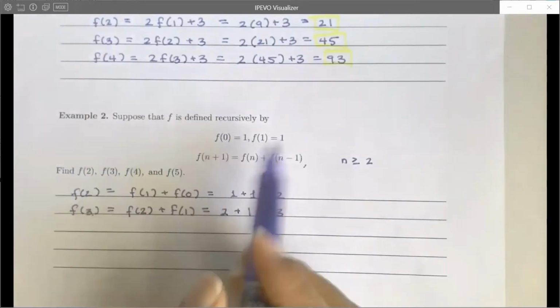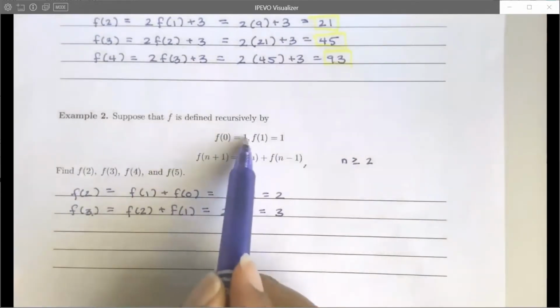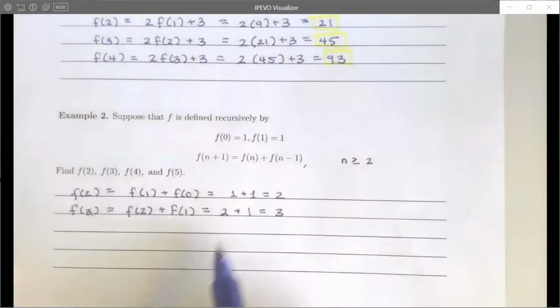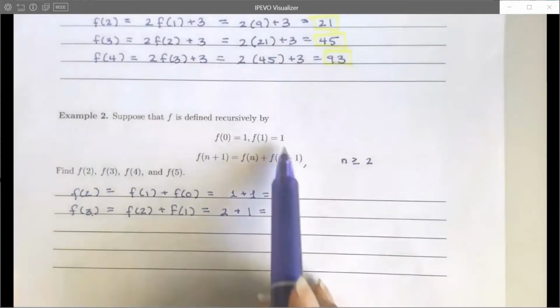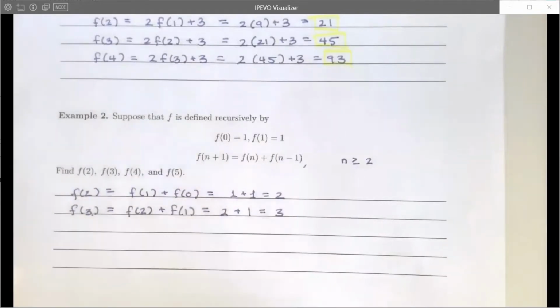So if you notice, what we're doing is we're simply adding the previous two function values. To get f of 2, we add f of 0 plus f of 1, so 1 plus 1 is 2. Then we did 1 plus 2 is 3. Next, we're going to do 2 plus 3 is 5.